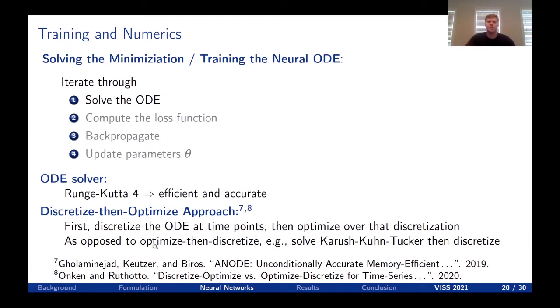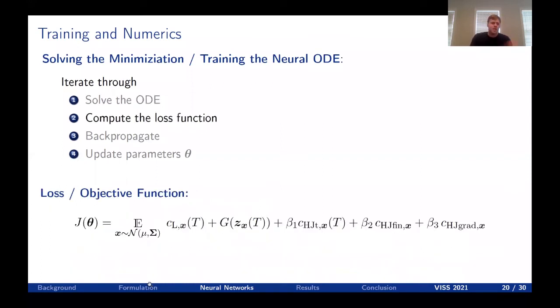And the other way people tend to do this is the optimize and discretize approach. So they'll solve the adjoint equations. And then you have all sorts of other issues that arise that are addressed in these 2 papers. And then for computing the loss function, it's pretty simple.